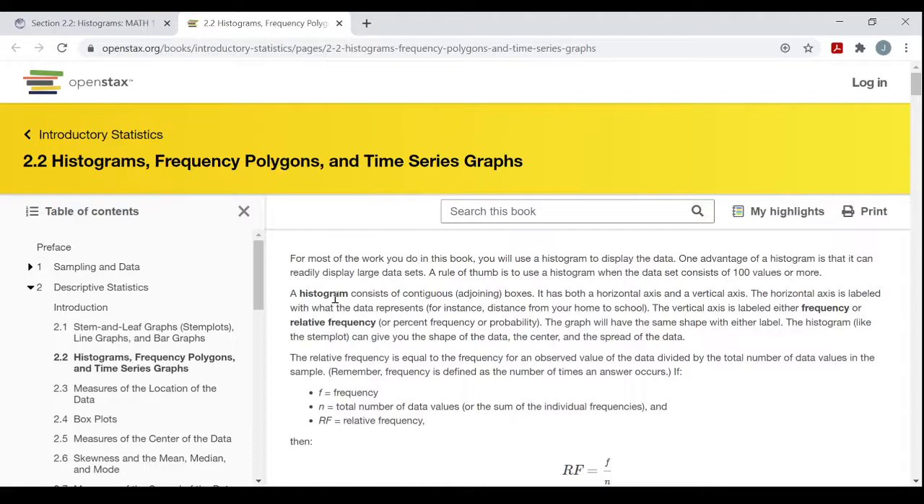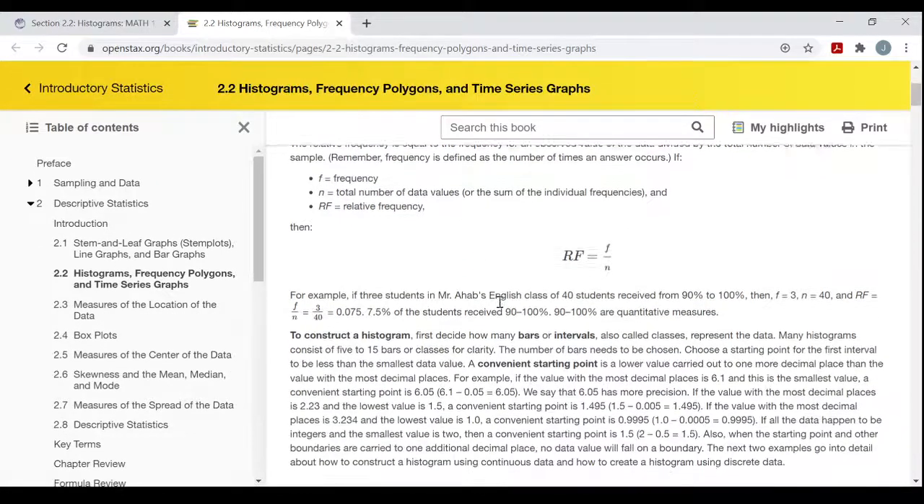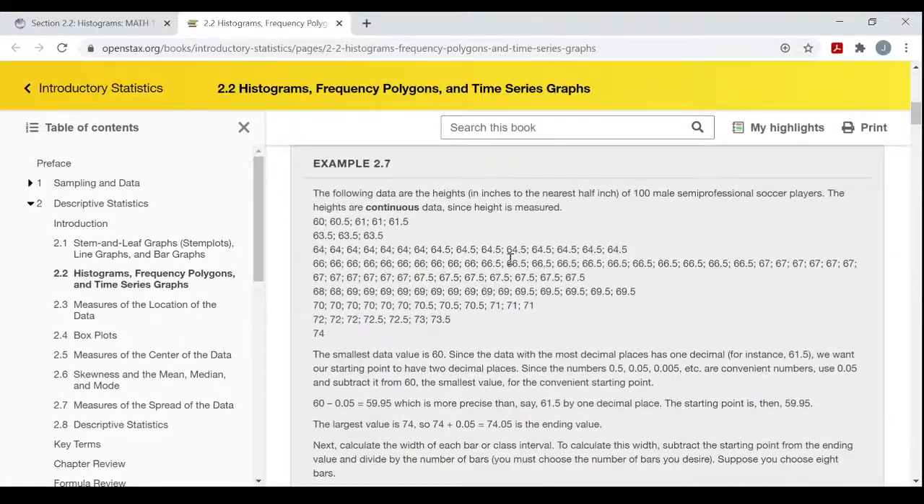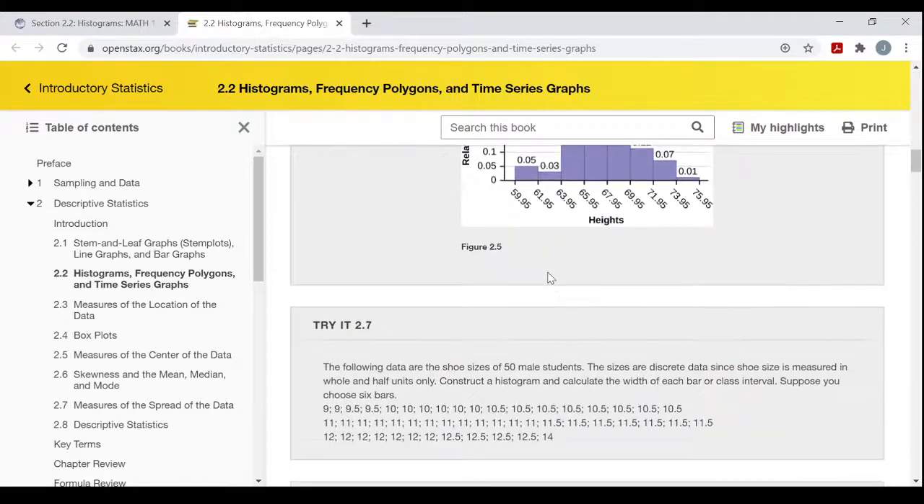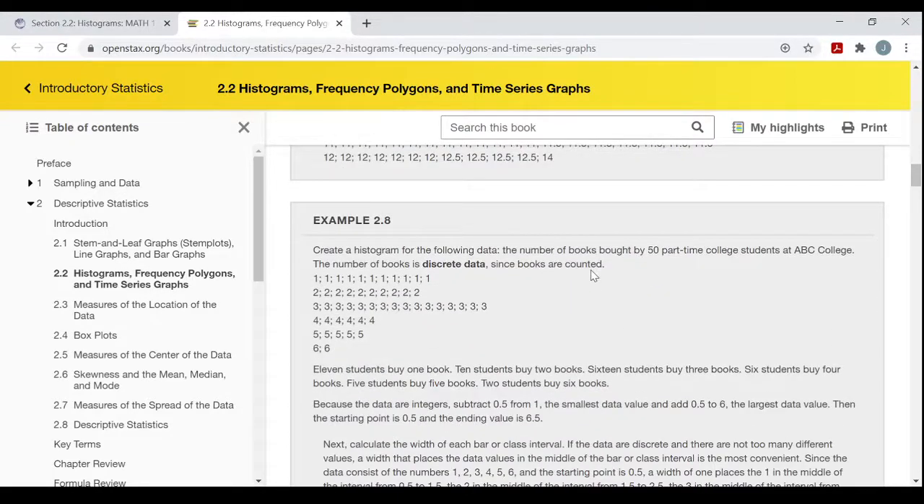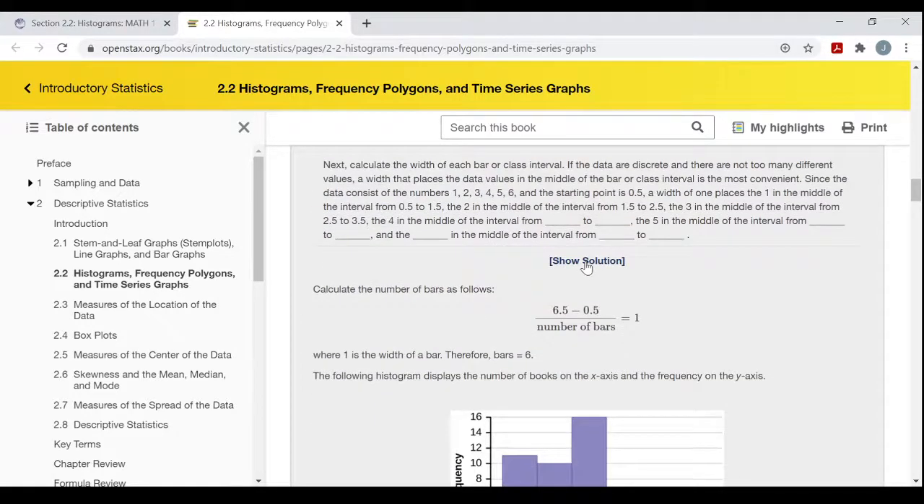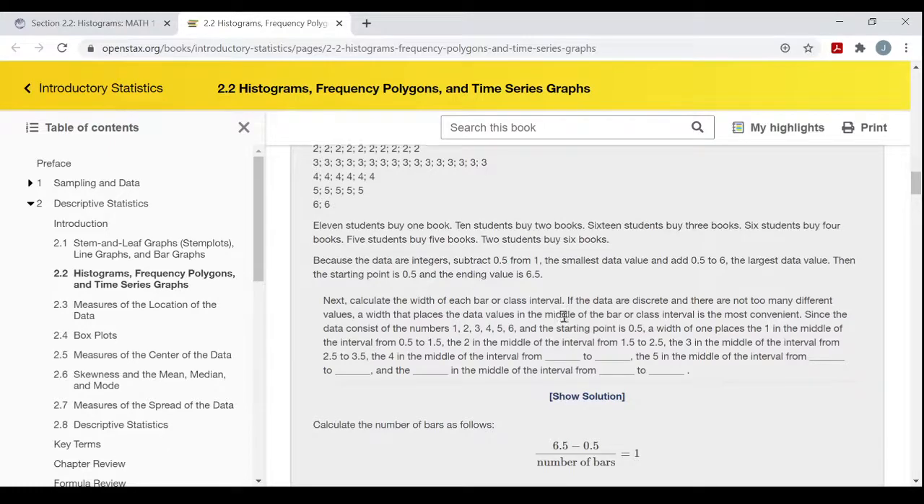So just like any other textbook, read the bold words, read the definitions, tables, charts, graphs, whatever. Go through examples and try things on your own. I'd recommend doing that just to get practice. When you read through an example and it ends with show solution, I'd say try to do the example first before you look at show solution and see how you did.